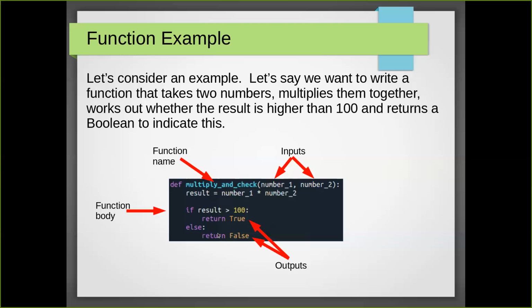And then we use an if statement here to say if the result's greater than 100, return true, else return false. Now the return statement here is how we get the output back. So when we call a function, we call it by its name. We say, do this function. Here are the inputs you need. And then the function will do its thing. And then it'll need to pass back the outputs.